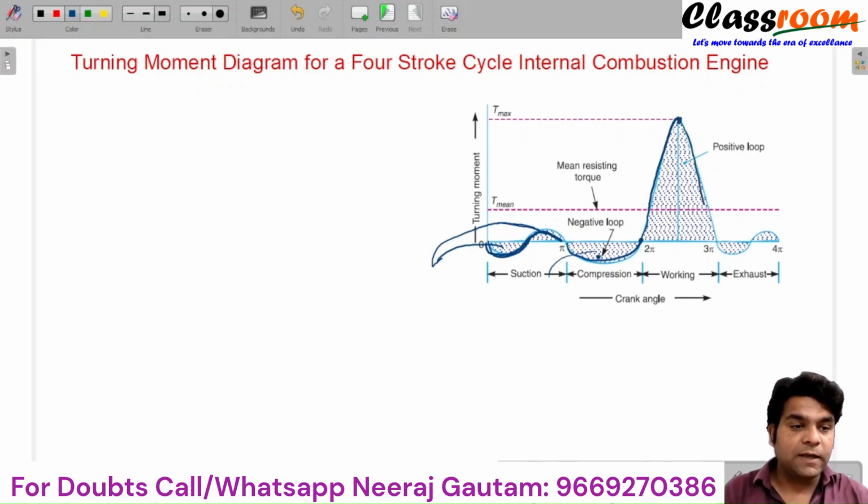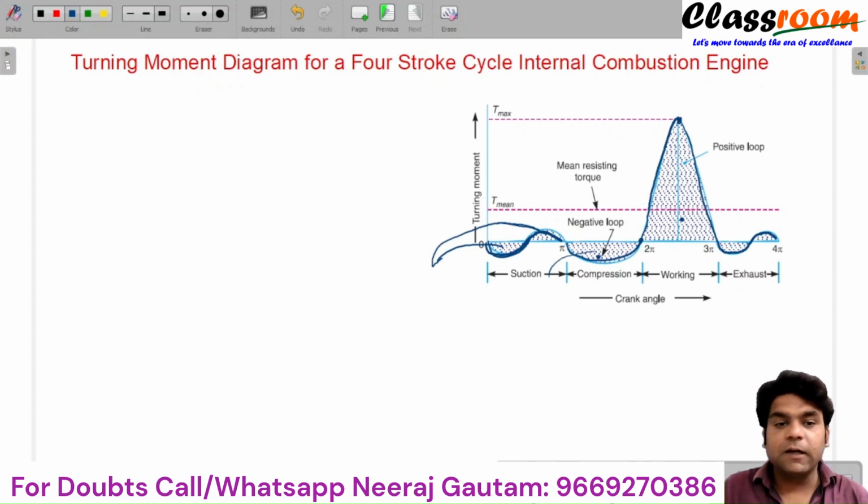Now, after the combustion stroke or working stroke, again the exhaust stroke is slightly negative. So this is the turning moment diagram for internal combustion engines. You can see here, the loops below the mean resisting torque are the loops in which power is consumed, and the loops above the mean resisting torque are where power is produced in the engine. Okay.